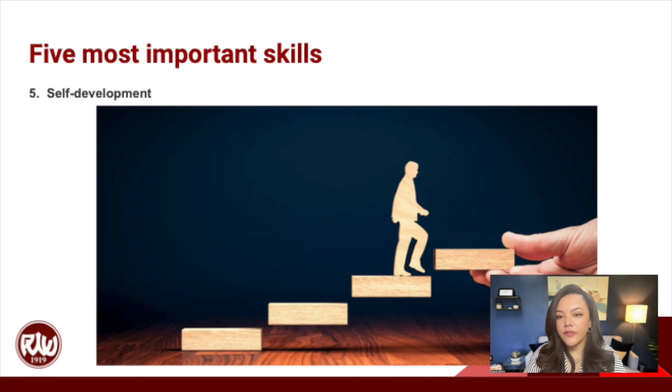And of course, the fifth one would be self-development. And that is how we as a leader continuously develop our skills so that we are able to face VUCA in our roles as leaders of our schools.